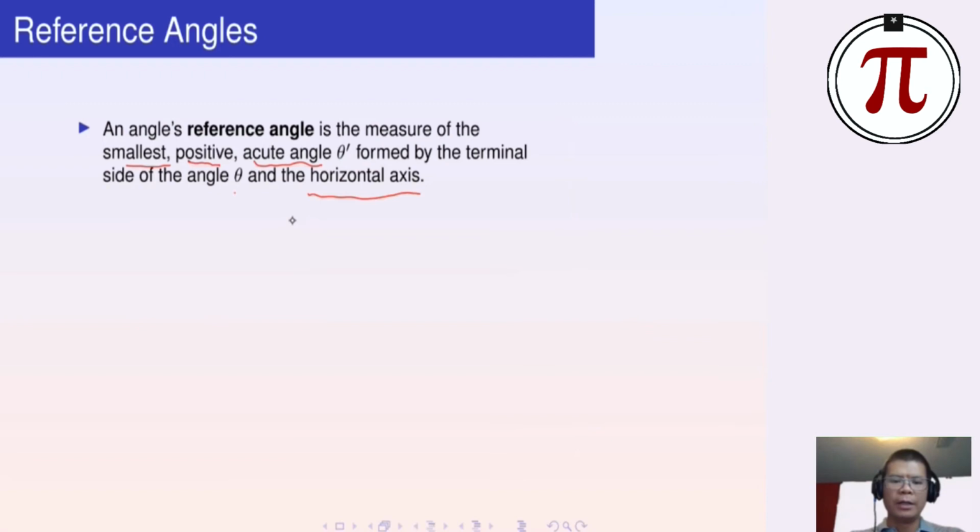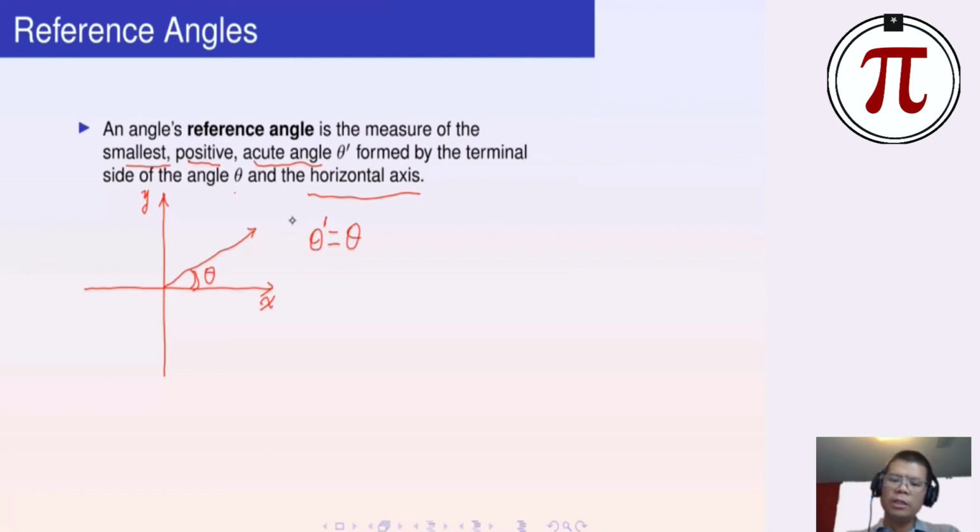Okay, so let me just sketch in different situations. Now, if the angle is theta, it is somewhere here. If theta is acute, in the first quadrant, then we will have the x-axis and the y-axis. Of course, the reference angle is just itself. So in this case, theta prime equals theta, if it is in the first quadrant.